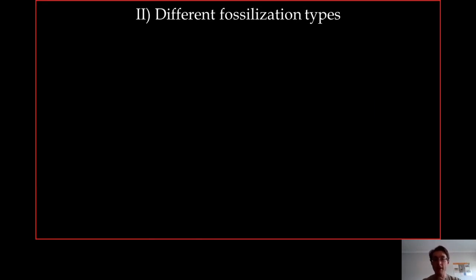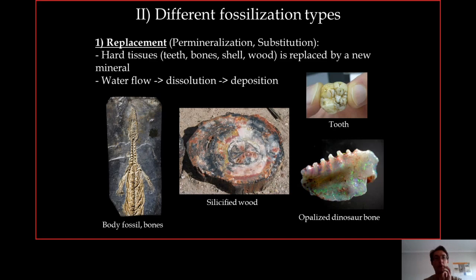So there are different types of fossilization processes, and because of that, there are different types of fossils. So now we are going to look at the different types of fossils. First of them, the replacement. So what is a fossilization that consists of replacement?